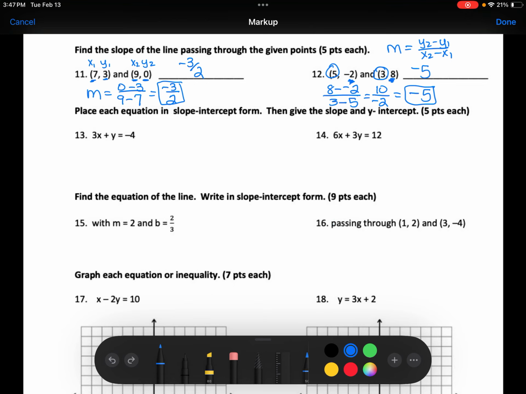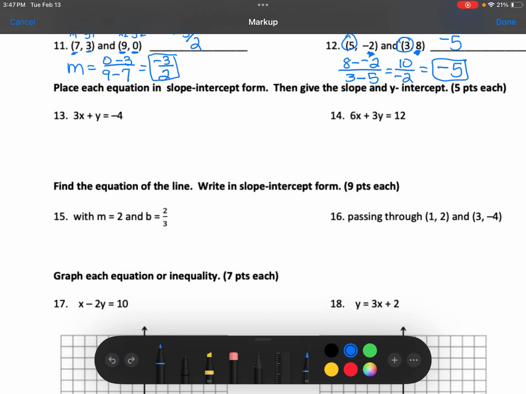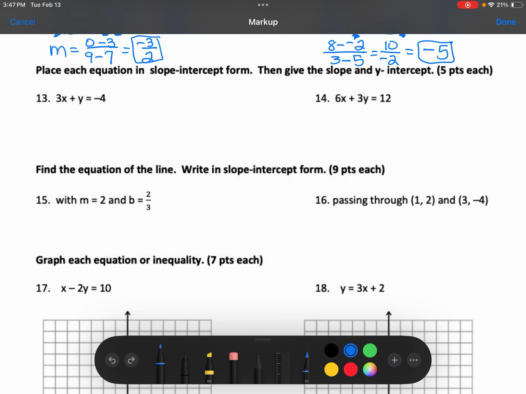Okay, on number 13 and 14, it says place each equation in slope-intercept form, then give the slope and the y-intercept. So these are worth 5 points each. So this part is 3 points, and this is 1 point and 1 point. So that's 5 points each. So slope-intercept form is y equals mx plus b. It must be in that form. And then we'll talk about how to find, well, here's the slope. And here's the y-intercept once you get it into that form.